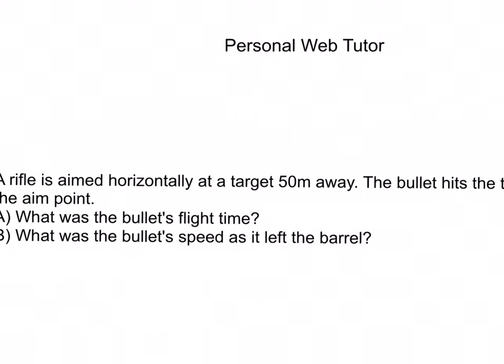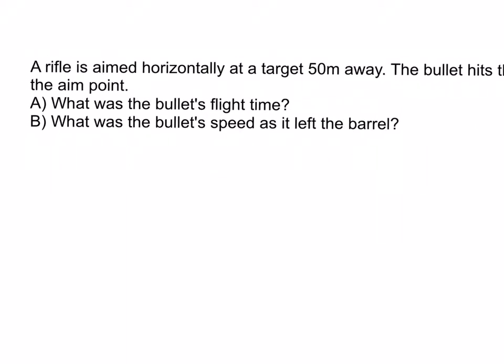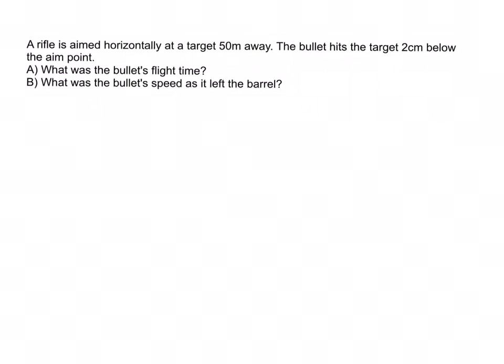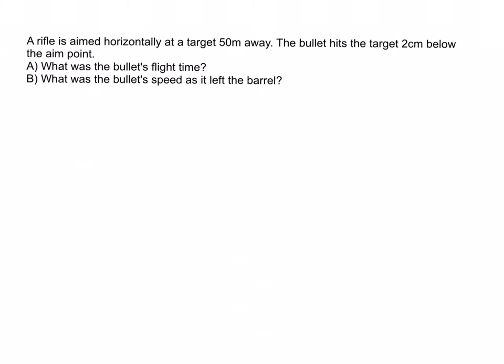Today's problem is we've got a rifle and it's aimed horizontally at a target 50 meters away. The bullet hits the target 2 centimeters below the aim point. A. What was the bullet's flight time? And B. What was the bullet's speed as it left the barrel?